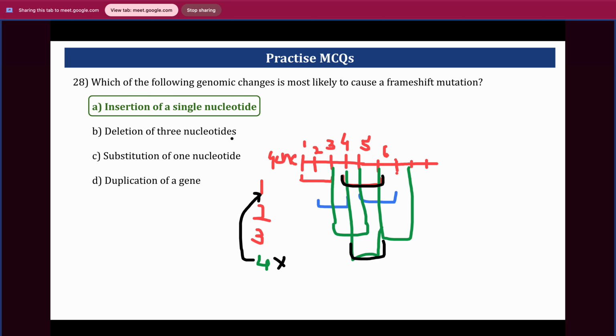So that's why even if I delete three nucleotides, for example, if I delete these three nucleotides, then 4, 5, 6, still the coding frame will remain maintained. So that's why deletion of three nucleotides is most likely not to cause a frameshift mutation. But in some scenarios, it is possible. But if I go for all these three frames, then it will not get interfered with even if I delete three nucleotides.